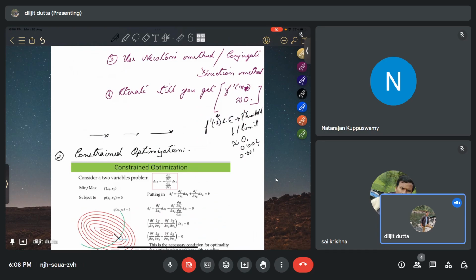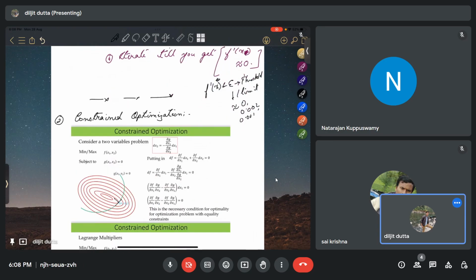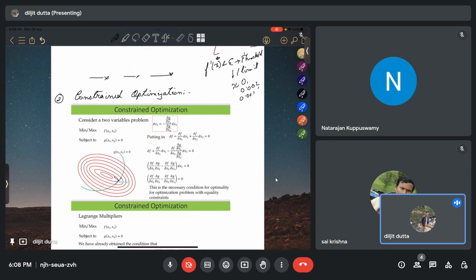So we'll solve the problem, but before solving, let's see what constraint optimization with equality constraint is. A constrained multivariable problem in standard form is written in this format: we have to minimize or maximize the function f of x1, x2, subject to the condition that g of x1, x2 is equal to 0. This is a graphical representation. The red contour lines show the variation of the function f of x1, x2, and g of x1, x2 is the constraint, a line representing the constraint.